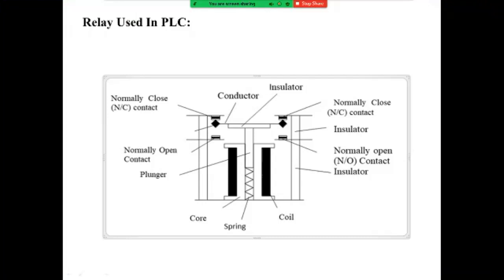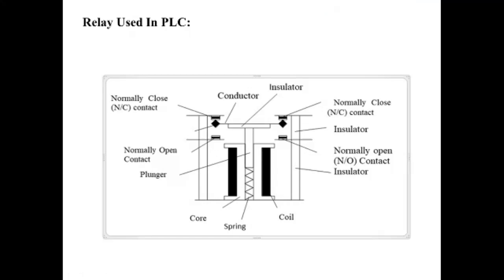One previous topic is left, related to the relay used in PLC circuits. This is the internal construction of a relay circuit. So how many types of coils are there? Then the types of switches generally used inside the relay, then contacts. All these things are discussed in this topic.